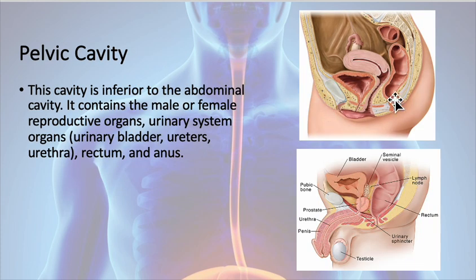Now the pelvic cavity is inferior to the abdominal cavity, so below, and it contains the male or female reproductive organs and the urinary system organs, including the bladder, the ureters. The ureters are the structures that carry urine from the kidneys to the bladder, and then the urethra at the exit from the body. It also houses, of the digestive system, the rectum and the anus in both males and females.